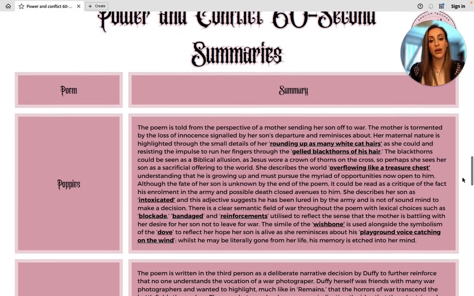Poppies. So, Poppies is told from the perspective of a mother sending her son off to war. The mother is tormented by the loss of innocence signalled by her son's departure and reminisces about this. Her maternal nature is highlighted through the small details of her rounding up as many white cat hairs as she could and resisting the impulse to run her fingers through the gelled blackthorns of his hair.